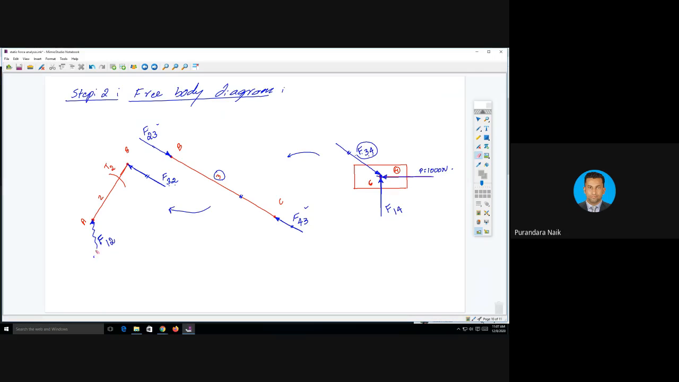That's why I have shown it in a zigzag way. That indicates I don't know the magnitude and I don't know the direction. For all other forces, the directions are known, though the magnitudes are unknown of course. But for this force F12, I don't know the direction or the magnitude. Why is it F12? Because link number 2 is connected to link number 1: the force due to link number 1 on link number 2. If you have any doubt, please ask me before going to the next step.